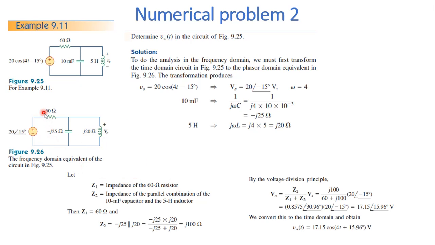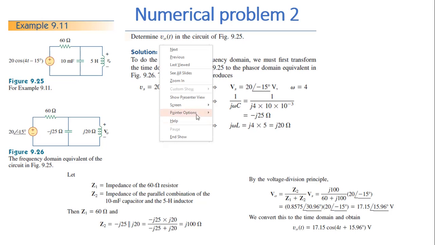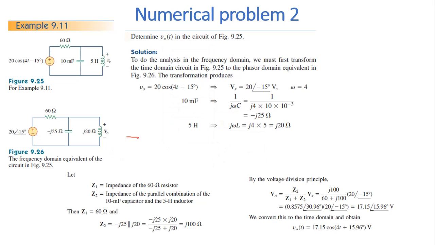So let us consider again Z1 is the impedance of the 60 ohm resistor and Z2 is the impedance of this capacitor and inductor connected in parallel. So Z1 will be 60 ohms. That's it, because the impedance of a resistor is R. So Z is equal to R. If it is a resistor, then the impedance is equal to the resistance.